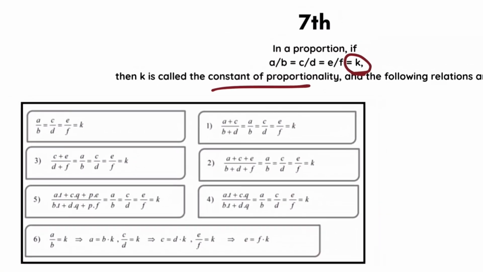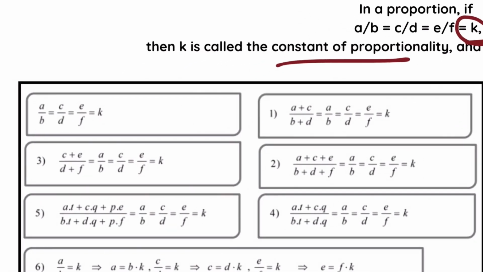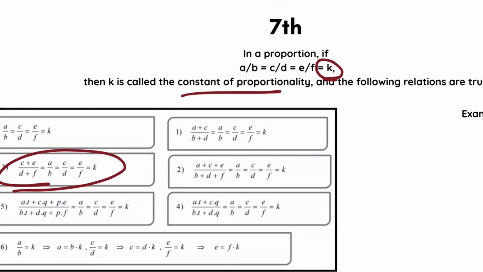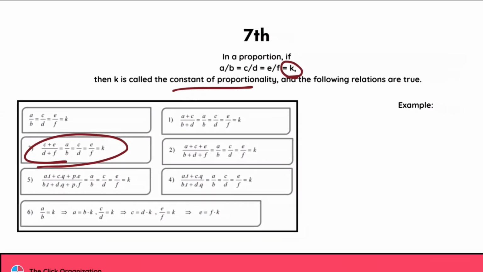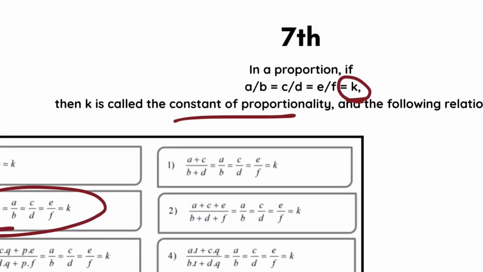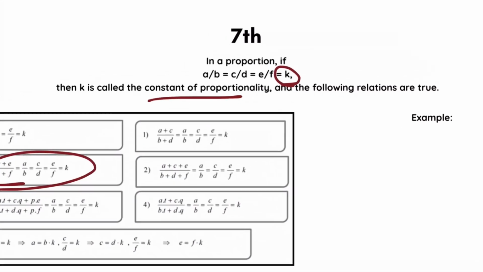So again, put numbers instead of the alphabet and it's going to be obvious for you. I'm going to solve one problem for one of these relations. Let's pick this one, for example, the third one. So C plus E, D plus F equal to A divided by B equal to C divided by D equal to E divided by F. So firstly, let's write a number instead of the alphabet.